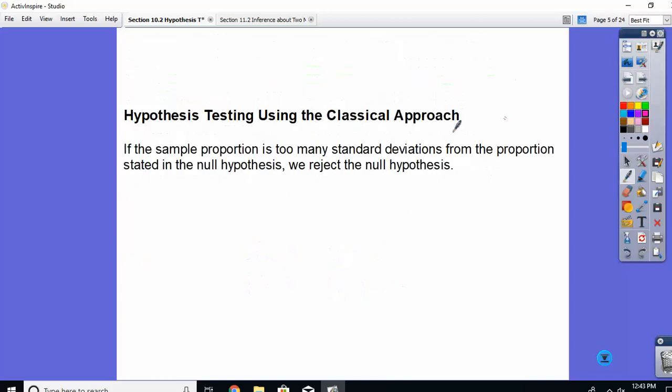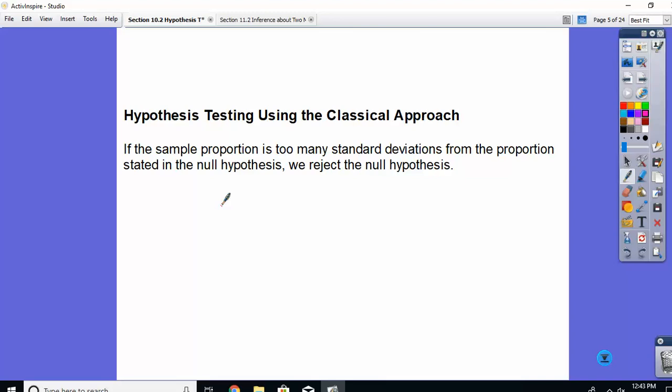Now there are different approaches we can take. There's what's called the classical and the p-value approach. I'm going to talk about both and I will show you both. Most of the time I'm going to stick with the p-value approach. It's a little more precise. But we do need just kind of an understanding of what the classical one is.